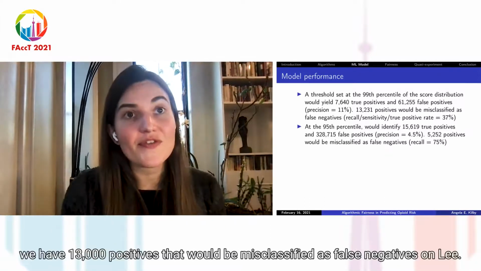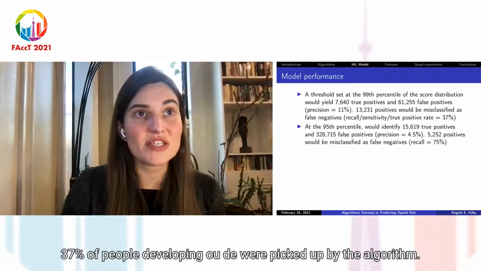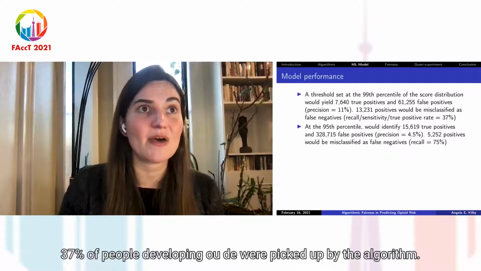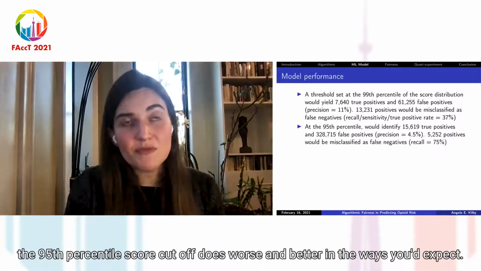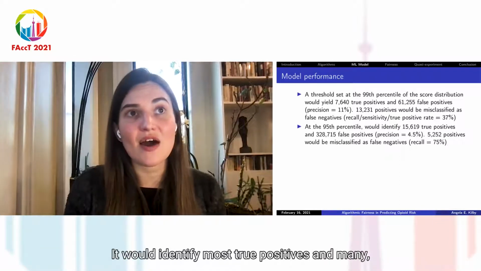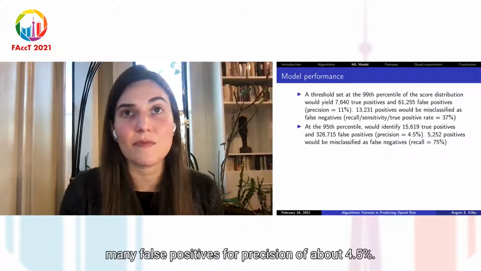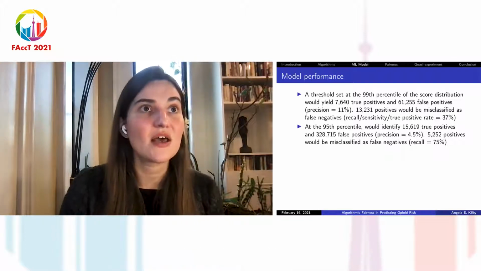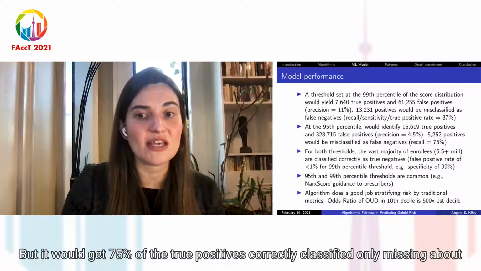On the other hand, we have 13,000 positives that would be misclassified as false negatives. Only 37% of people developing OUD were picked up by the algorithm at this 99th percentile threshold. The 95th percentile score cutoff does worse and better in the ways you'd expect. It would identify most true positives and many, many false positives, for a precision of about 4.5%. But it would get 75% of the true positives correctly classified, only missing about 25%.